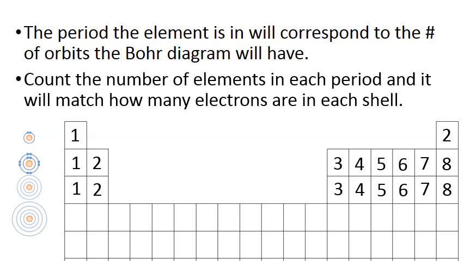The third one, there's also 8. So the third shell there has 8 electrons in it. And then the fourth one, I mentioned before, we're only doing the first 2 elements, so you'd only ever have to put in 2 electrons in that fourth shell.